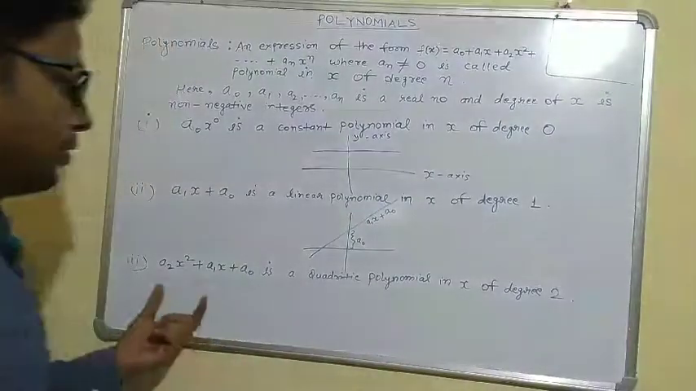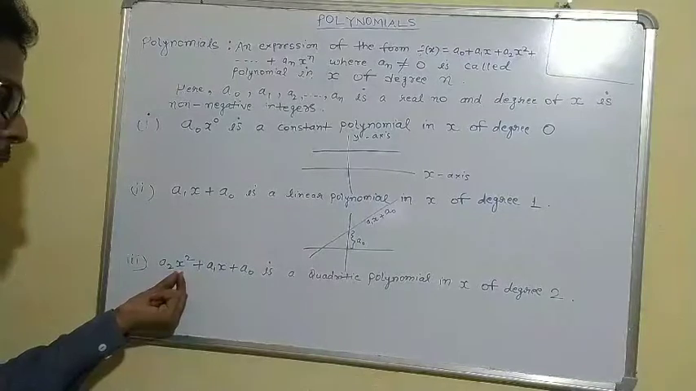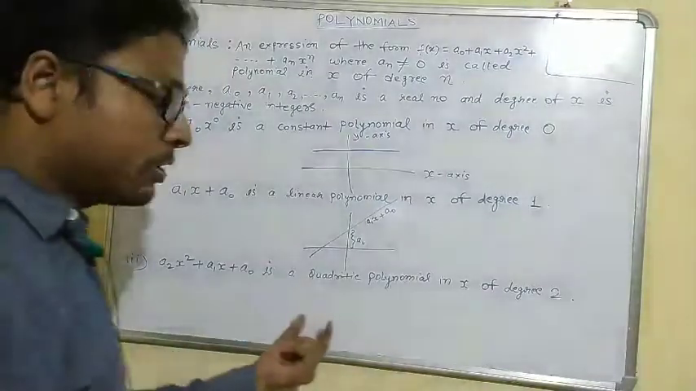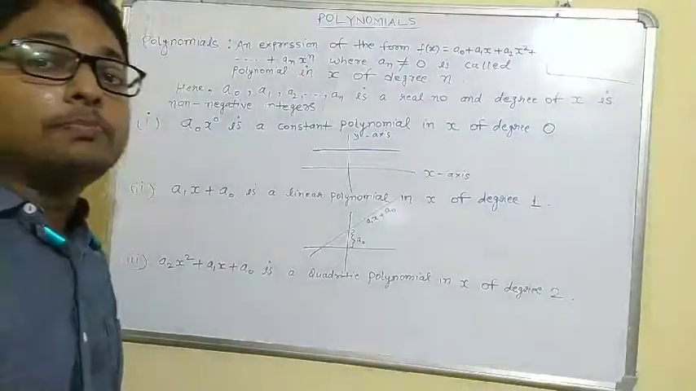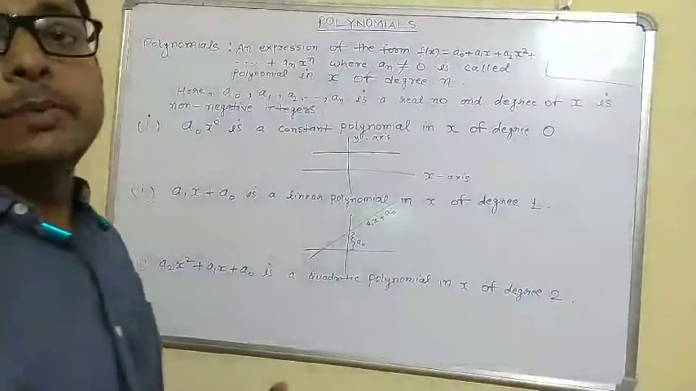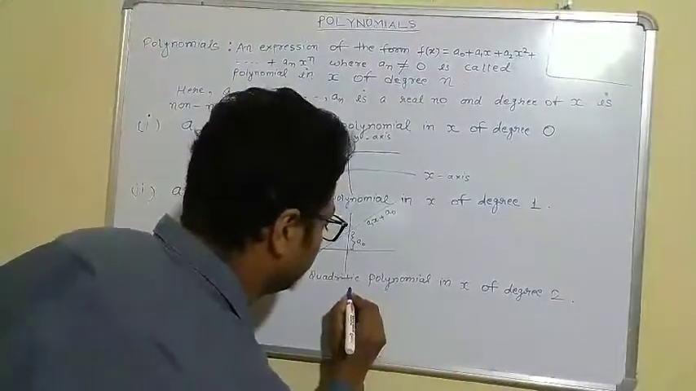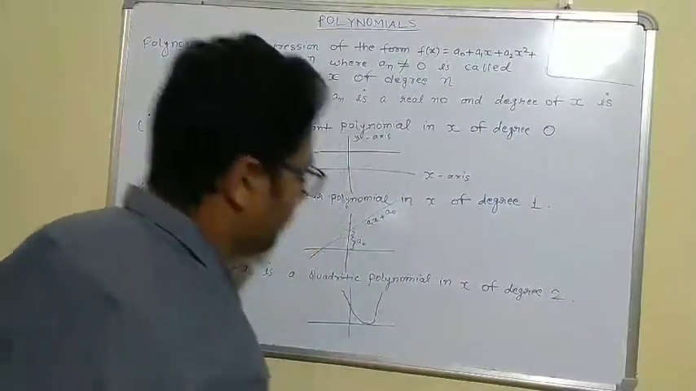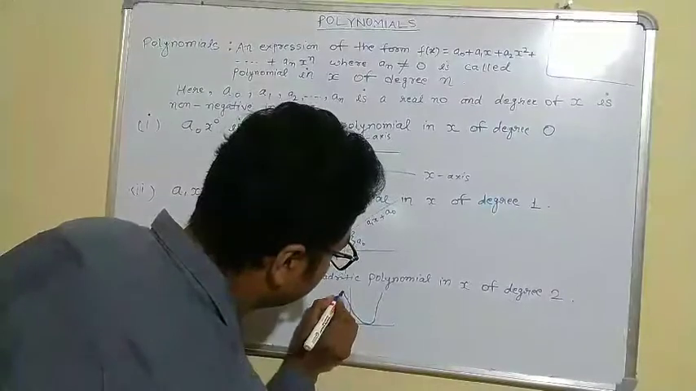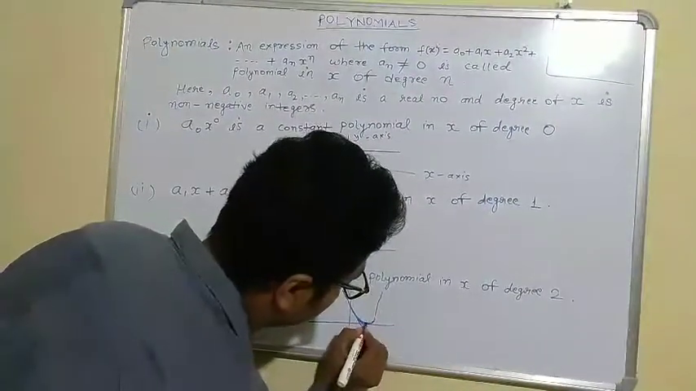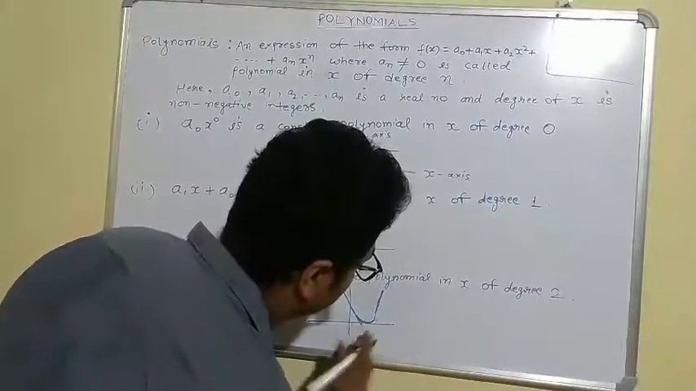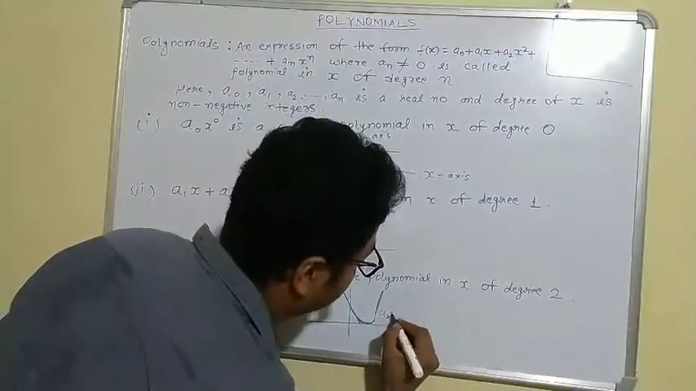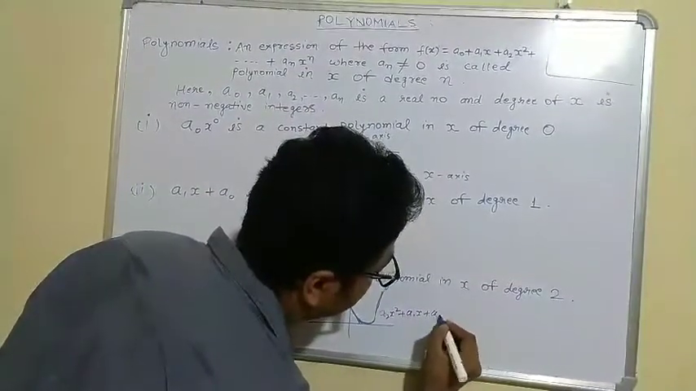If we draw the graph of this quadratic polynomial by putting the values of x as -2, -1, 2, 3, 4, anything, then the graph will be parabolic in nature and symmetric about the y-axis.